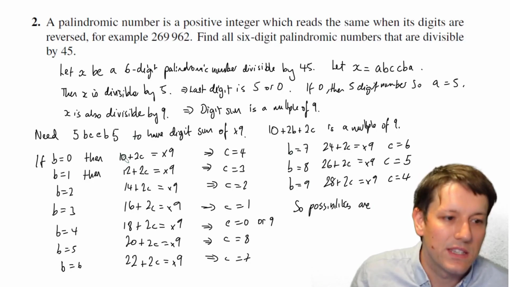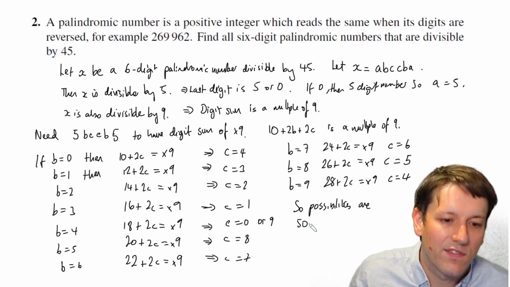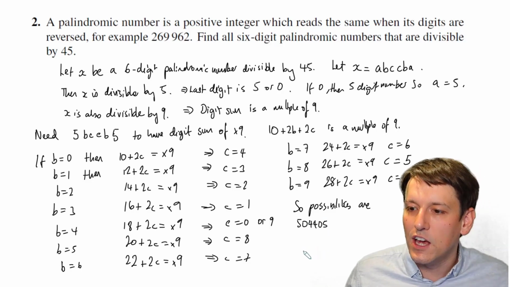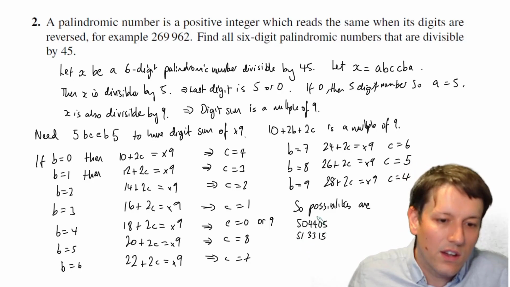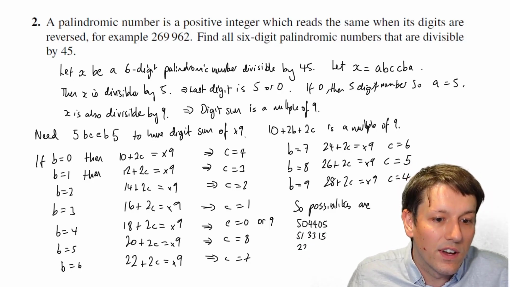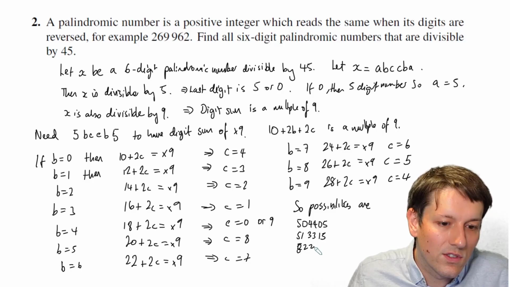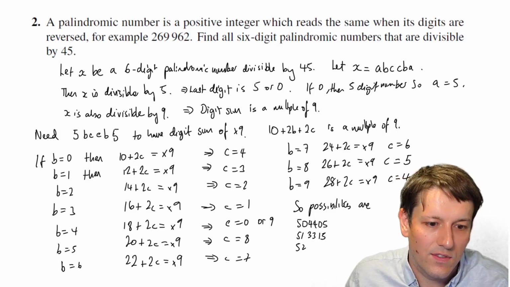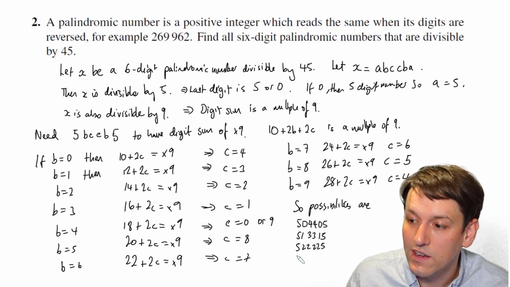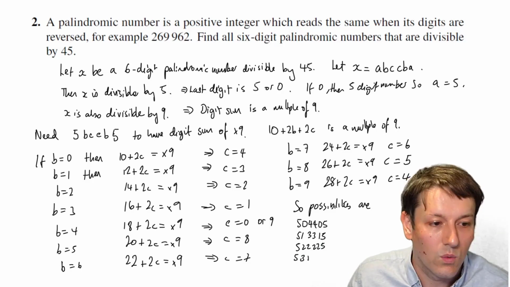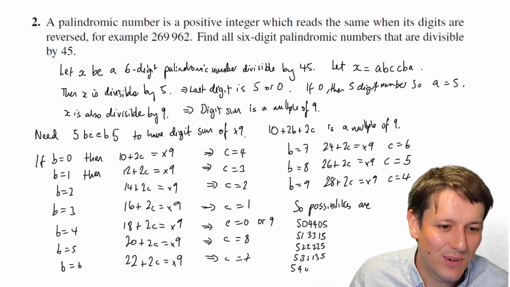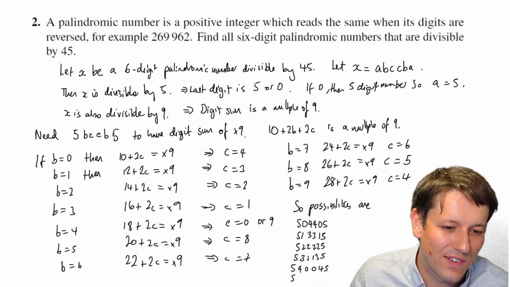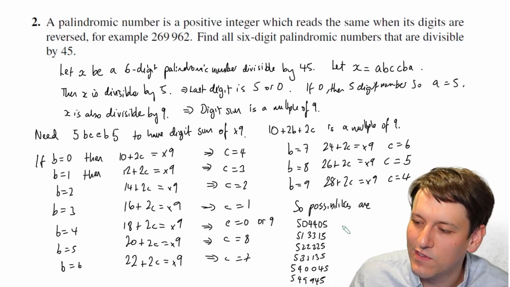So for the first one, when b is 0, c was 4, so I get 5, 0, 4, 4, 0, 5. When b is equal to 1, I had 5, 1, 3, 3, 1, 5, and then I've got 5, 2, 2, 2, 2, 5. I've got 5, 3, 1, 1, 3, 5. Got to be very careful writing these down. I've got 5, 4, 0, 0, 4, 5. I've got 5, 4, 9, 9, 4, 5.